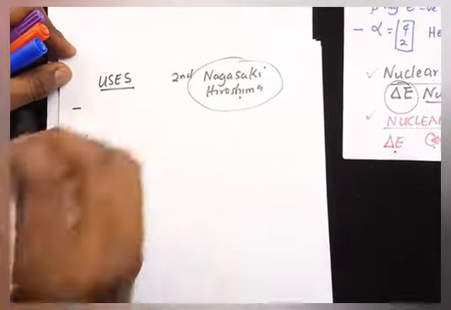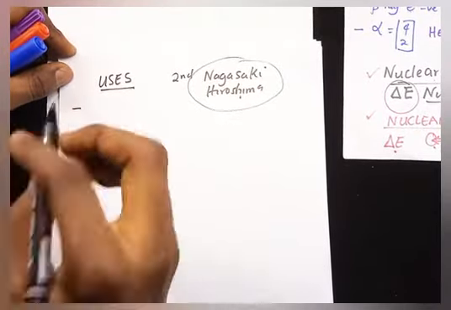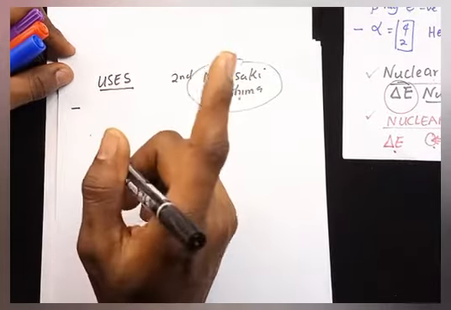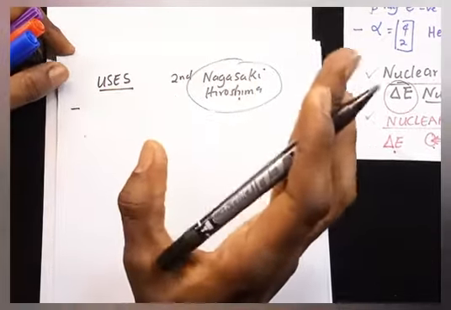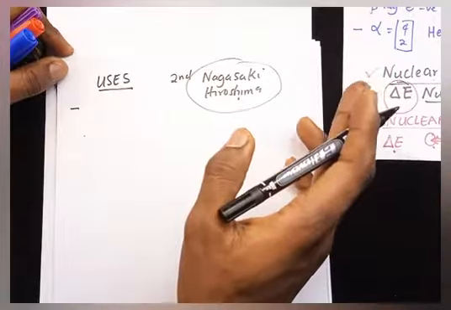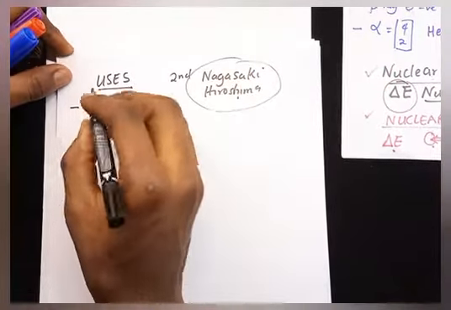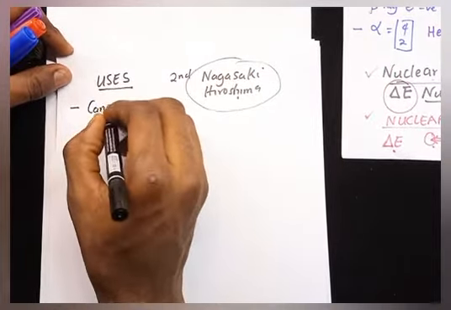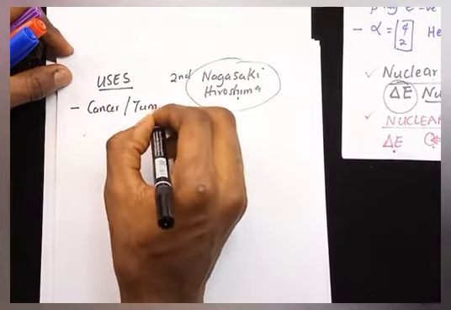But even though it's that dangerous, we use radioactivity in medicine. We use it in the treatment of cancer. So when we put alpha rays on tumor cells, they tend to die. So we use it in the treatment of cancer and tumors.